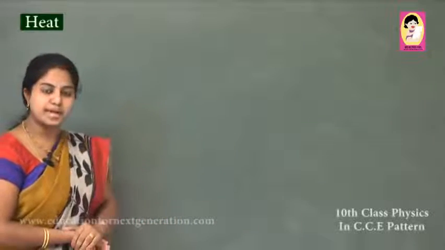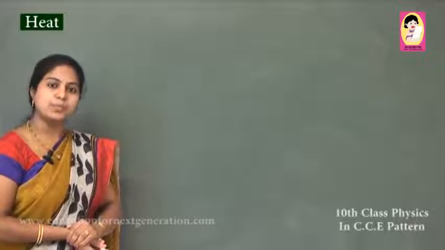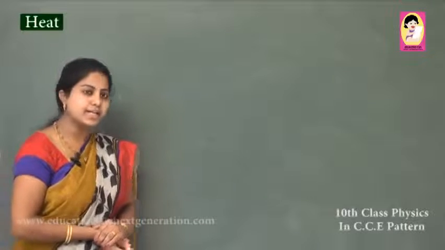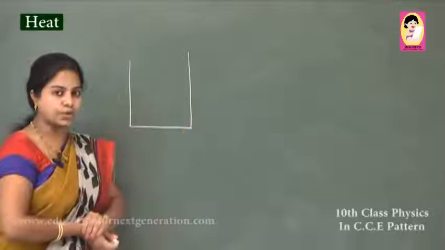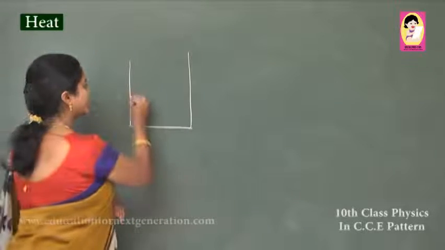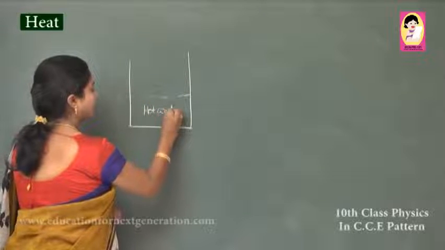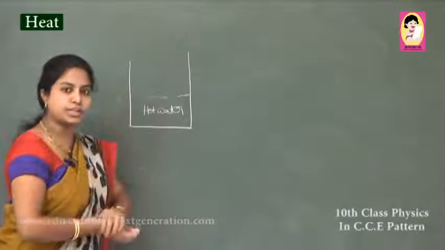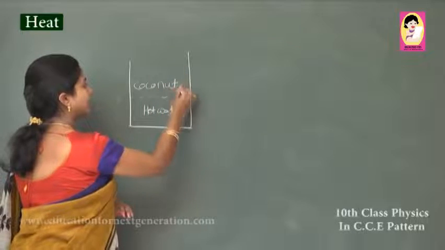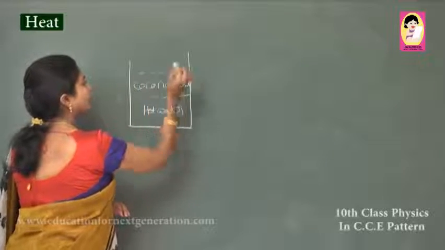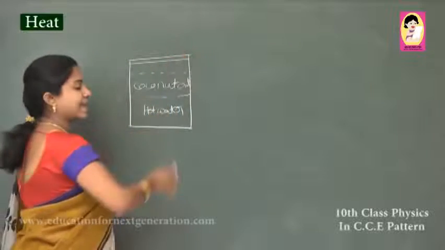Now, the heat, temperature and thermal equilibrium and their units, all these things can be proved by taking one small experiment. So that is, in a beaker, we have to take hot water. Half of the beaker only we have to fill with hot water, so it will come up to this level. Above that hot water, we have to pour coconut oil.